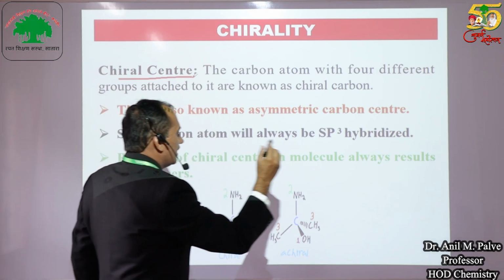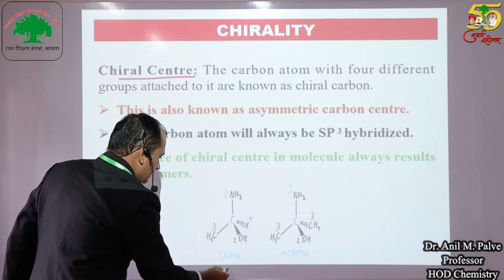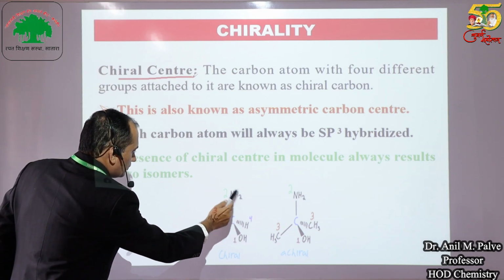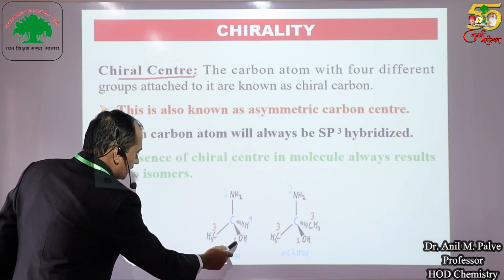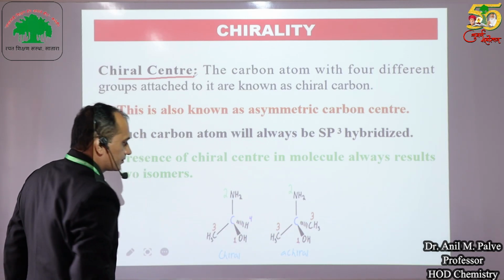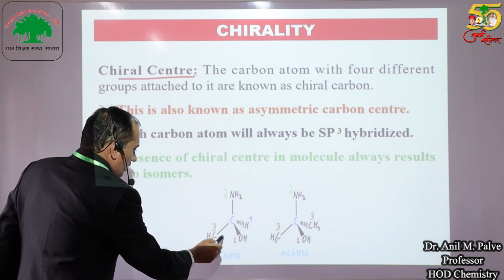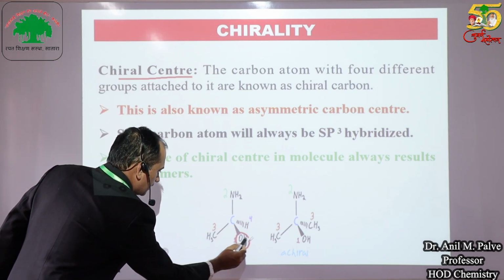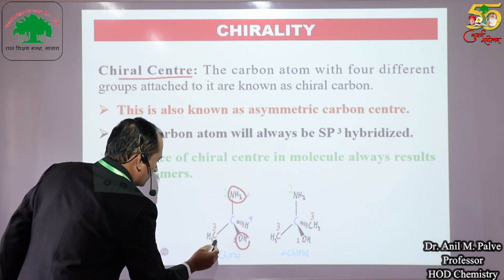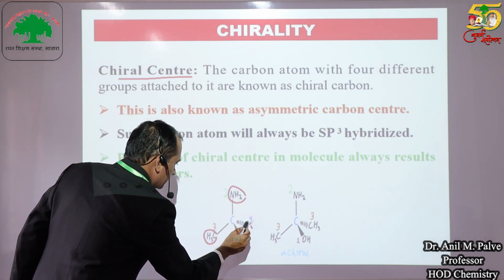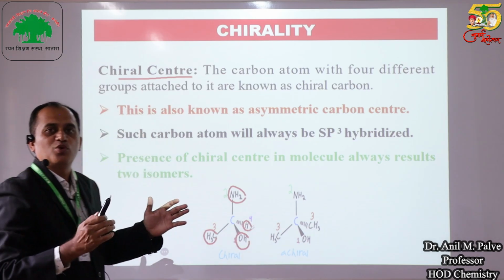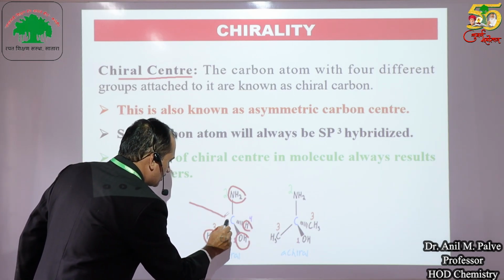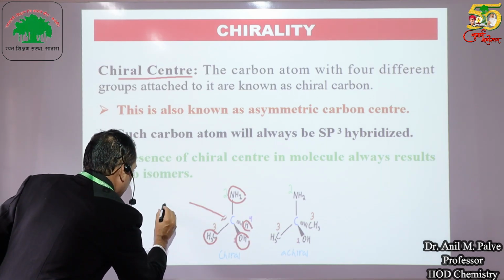Whenever we talk about any carbon atom, now let us consider this carbon atom. On this carbon atom we have NH2, we have OH, CH3 and hydrogen. All these 4 groups are different. So now you can see here, this is OH, then we have NH2, second one, third one is CH3 and the hydrogen atom. So all these 4 groups are different. Such type of carbon is known as chiral carbon atom.